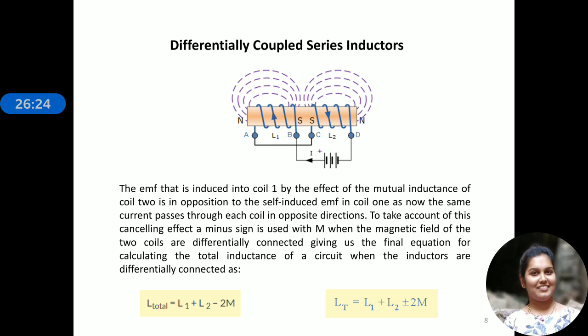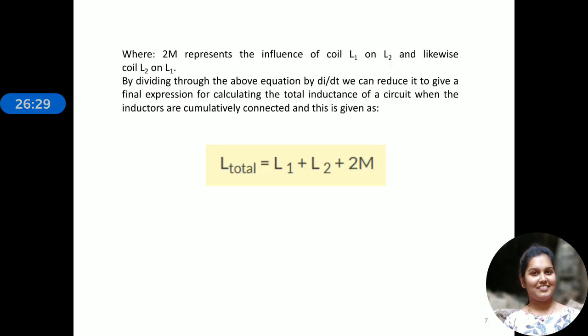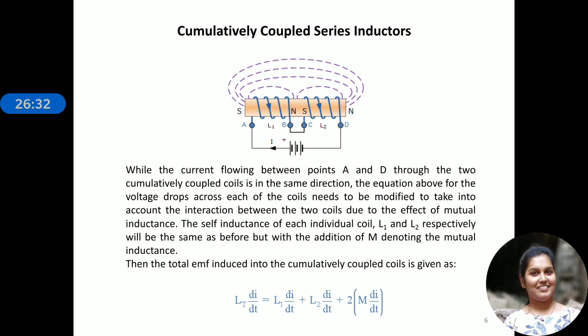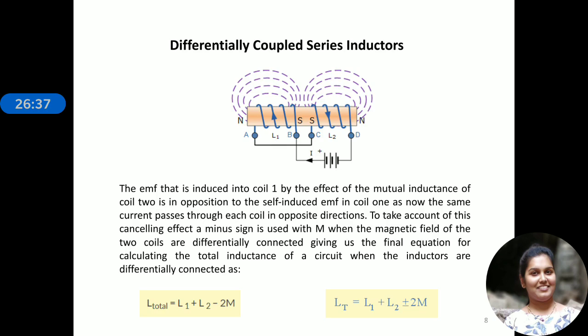Now this type of connection we call differentially coupled series inductors. As you can see, here the magnetic lines of force are just like a single loop, whereas here the magnetic lines of flux have two different loops, as the directions are different here. Now we'll try to calculate the total inductance for the differentially coupled series inductor.